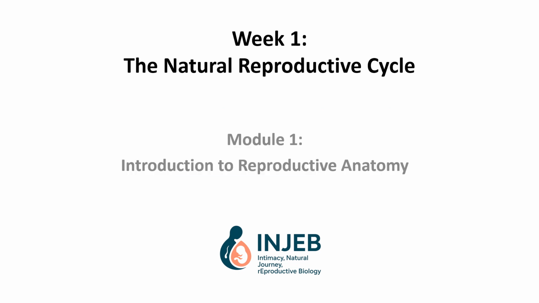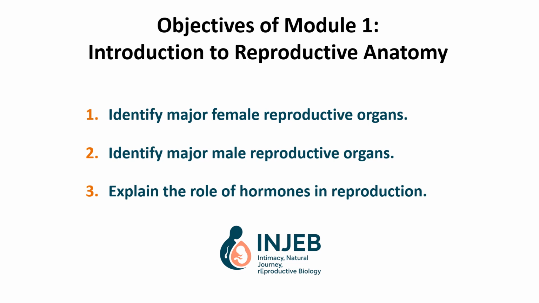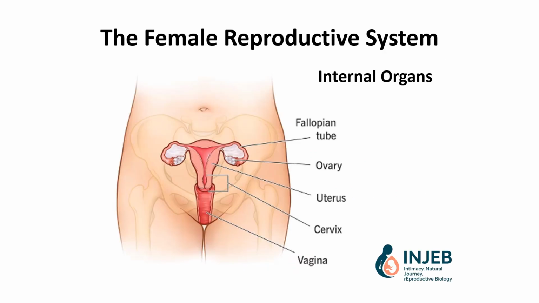So, welcome to this week's first module entitled The Natural Reproductive Cycle: Introduction to Reproductive Anatomy. Today, we begin with the basics, the reproductive anatomy of human beings. Hopefully, you'll be understanding these organs as the first step to understanding reproduction and fertility. So at the end of this module, you should be able to identify major female and male reproductive organs and explain the role of hormones in reproduction.